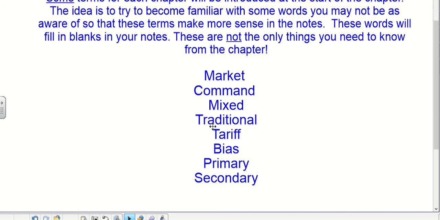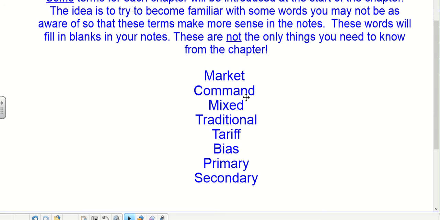Tariff, I don't know if you know what that one is. I think you probably have an idea. You're probably close. Bias, we're going to talk about today, and primary and secondary, we're going to talk about today. So these are words, particularly bias or unbiased, primary, secondary. I don't care that you don't know them yet, but actually by the end of class, you should know them.